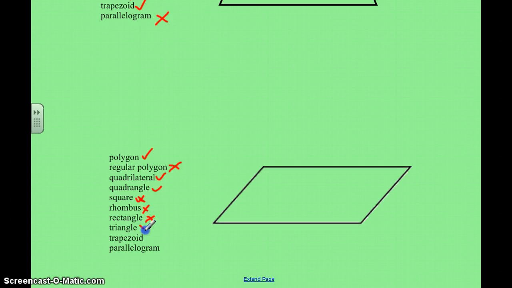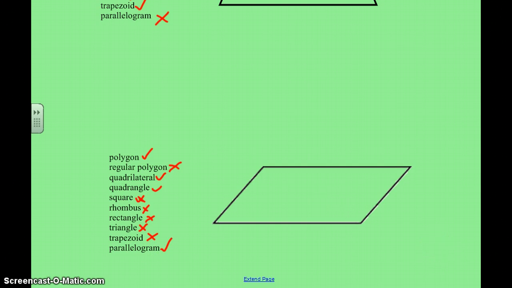Triangle? No, it has more than three angles. Trapezoid. Well, it has two sets of parallel sides, so it can't be a trapezoid. And a parallelogram. Well, it does have two sets of parallel sides, so yes, a parallelogram.